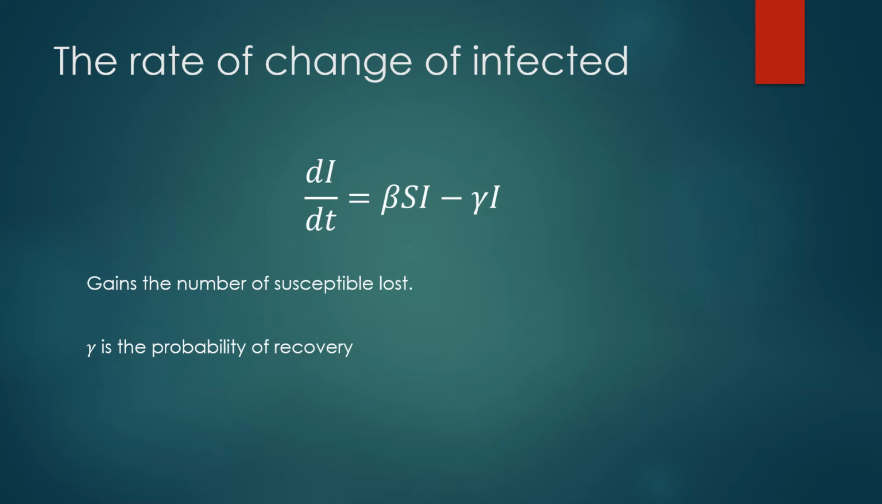So the chance of recovery times the number infected tells you how many people will recover each day. So the rate of change of infected is the people becoming infected minus people becoming recovered, pretty much.